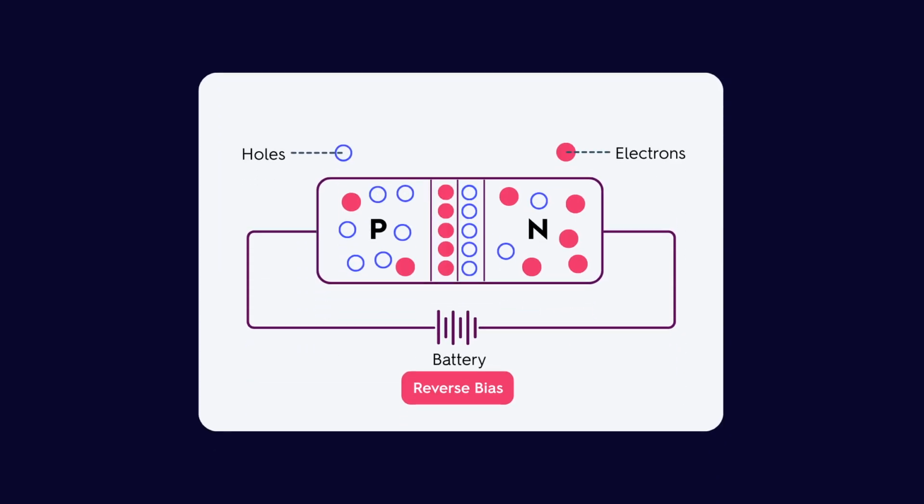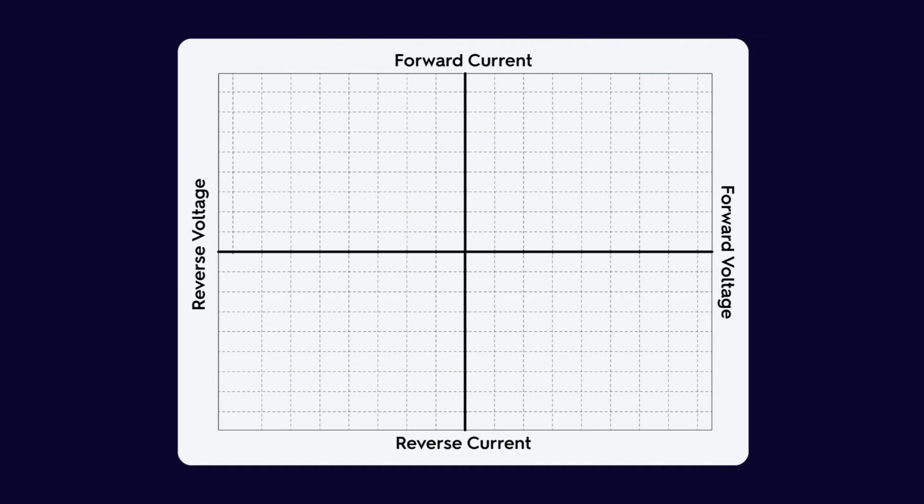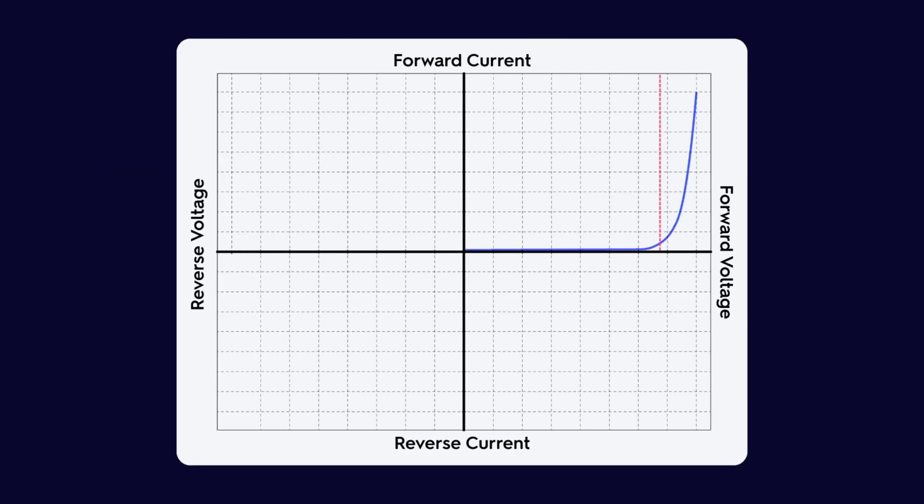Now reverse bias. Connect the positive terminal to the N side and the negative terminal to the P side. The depletion region widens, so the diode mostly blocks current. On the graph, reverse bias sits on the negative voltage side. The current stays very close to zero, with only a very tiny leakage current in the opposite direction. And that tiny reverse current is almost constant for a wide range of reverse voltages, which is why the diode behaves like an insulator in reverse bias.